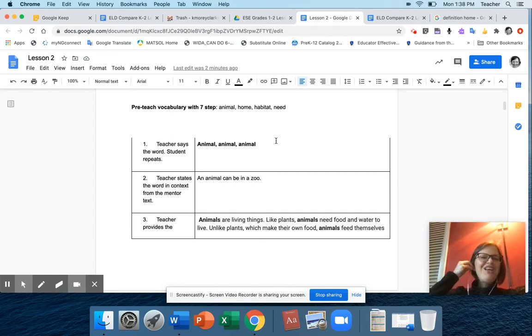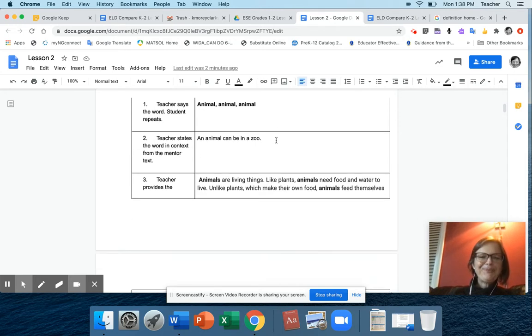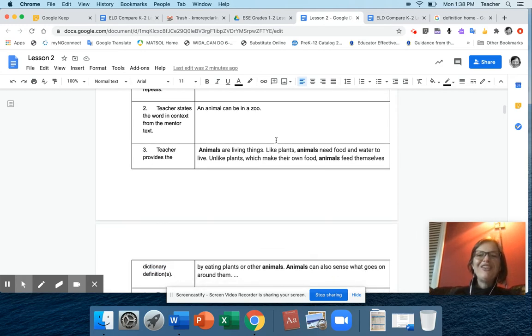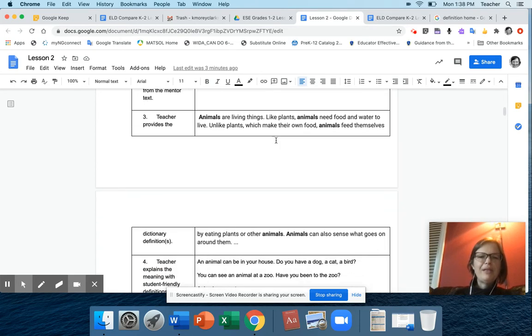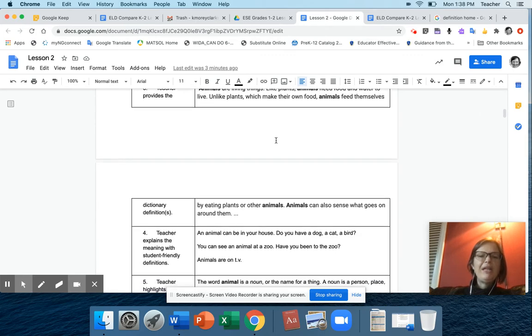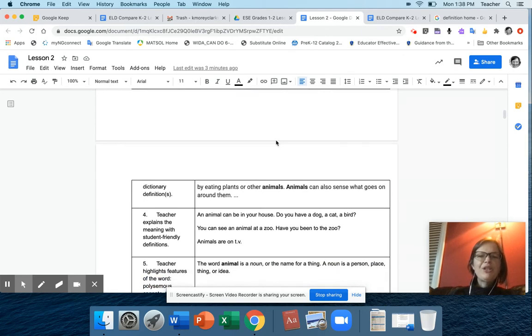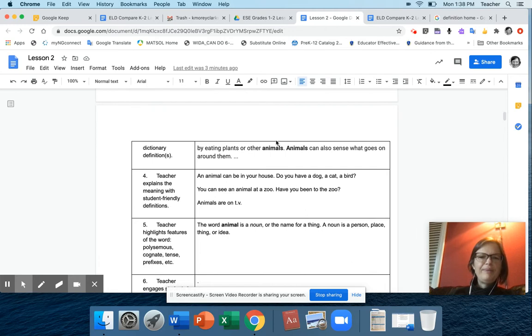Okay, here we go. Our first word is animal. Please repeat after me. Animal, animal, animal. Okay. An animal can be in a zoo. Animals are living things. Animals need food and water to live. Unlike plants, which make their own food, animals feed themselves by eating plants or other animals.